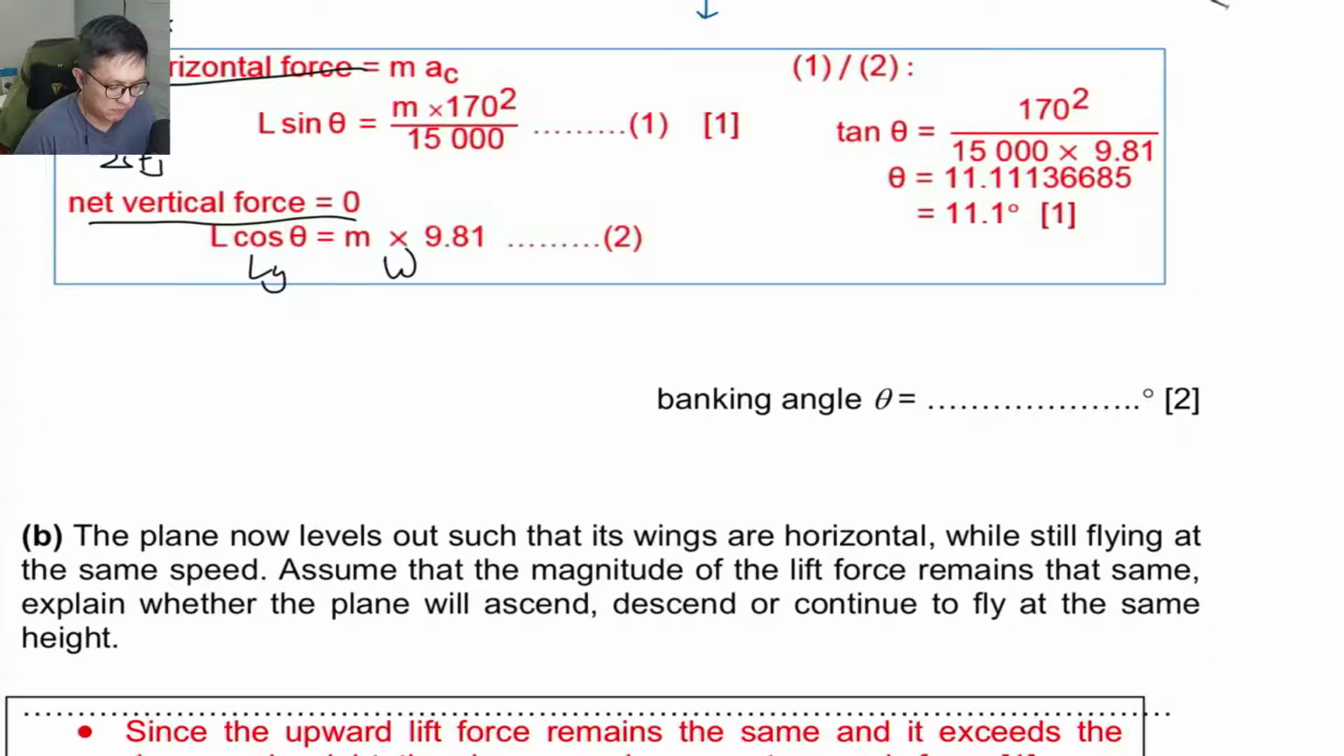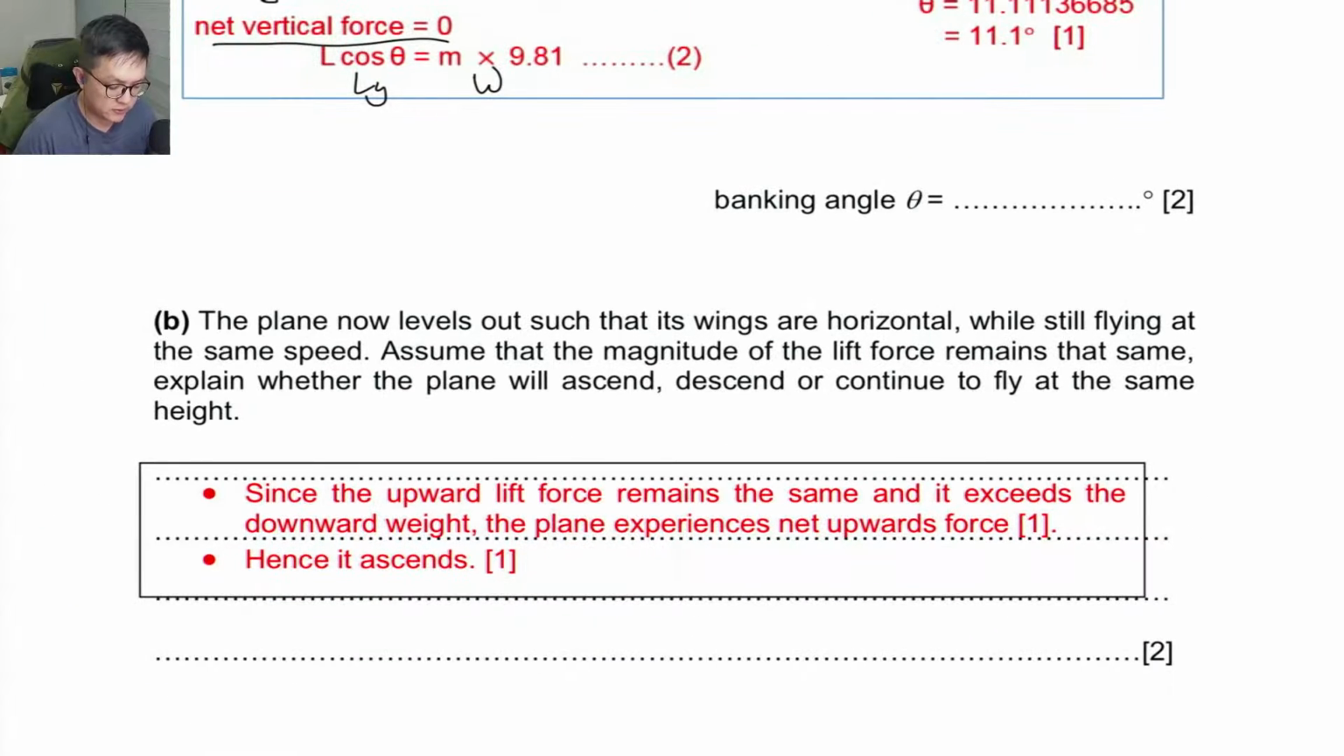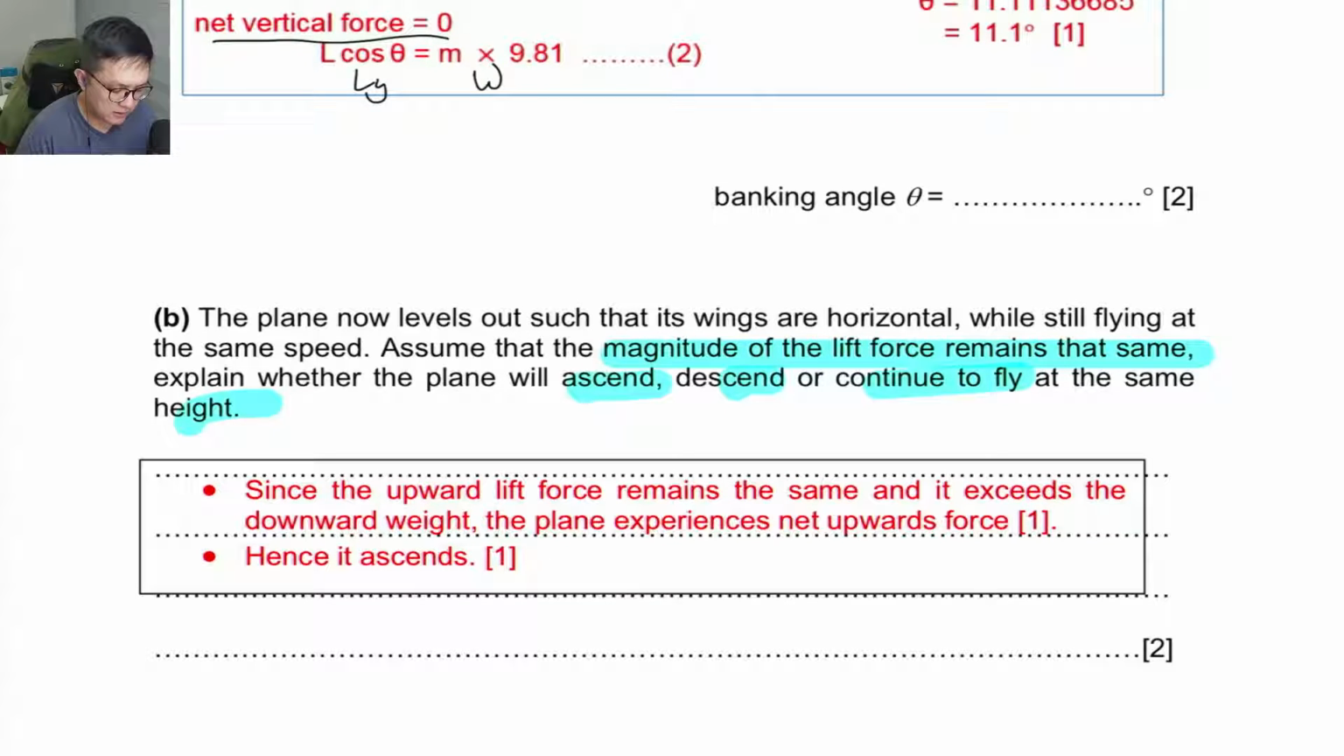Next, you have the plane leveling out such that the wings are horizontal while still flying at the same speed. So the magnitude of the lift remains the same. Explain whether the plane will ascend, descend, or continue to fly at the same height. Since the lift force remains the same, it exceeds the downward weight, so the plane experiences a net upward force.